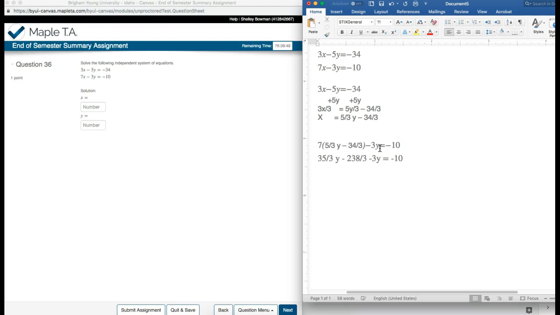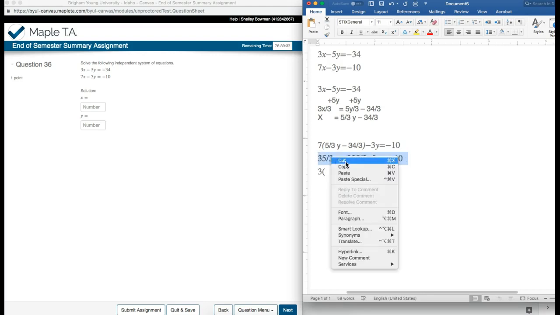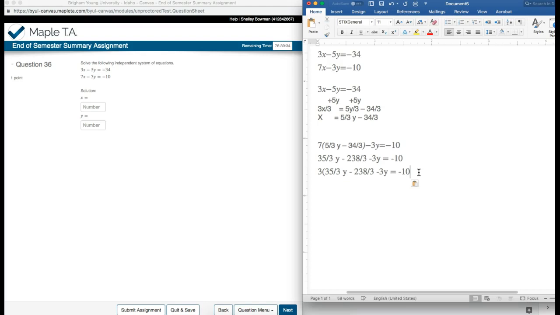Okay, you know what? Instead of continuing to work with these fractions, let's take everything and multiply it by the 3 so that I'm not working with fractions anymore. So let's do 3 times this entire thing and do the distributive. And that way I don't have any denominators anymore. 3 divided by 3 is 1 times 35 is 35. So I have 35y. And then it'll be easier to combine it with this like term over here. 3 divided by 3 is 1, which gives me minus 238. And it doesn't have any variable on there, so we're done. Then 3 times 3 is 9y, and then 3 times negative 10 gives me negative 30.